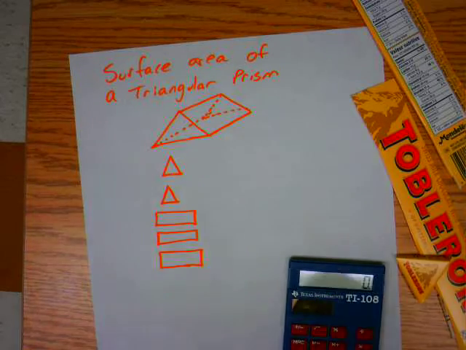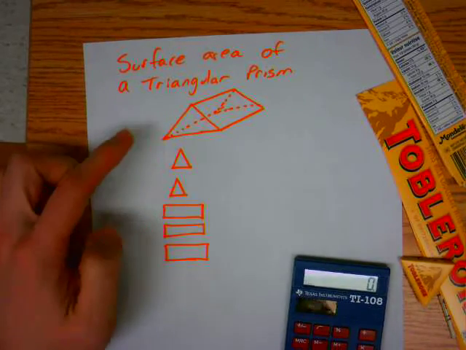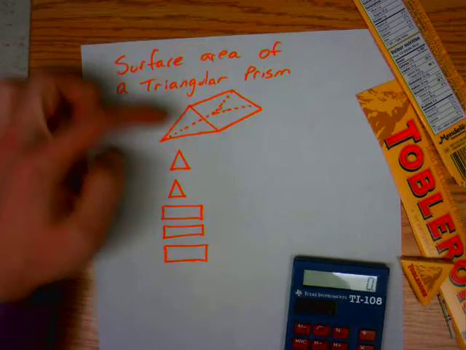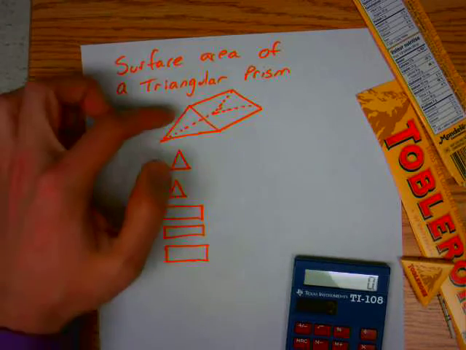So today we're working on finding the surface area of a triangular prism, and there's what our triangular prism looks like for us. And we know that a triangular prism is made up of two congruent triangles, one at the front and one at the back, they're the same size, and three congruent rectangles that make up the sides.